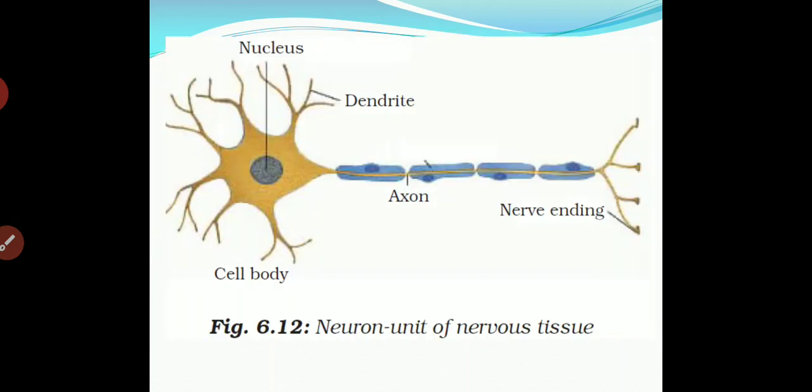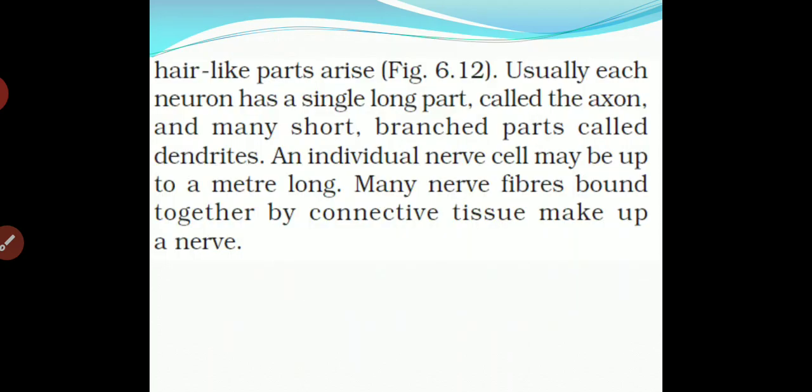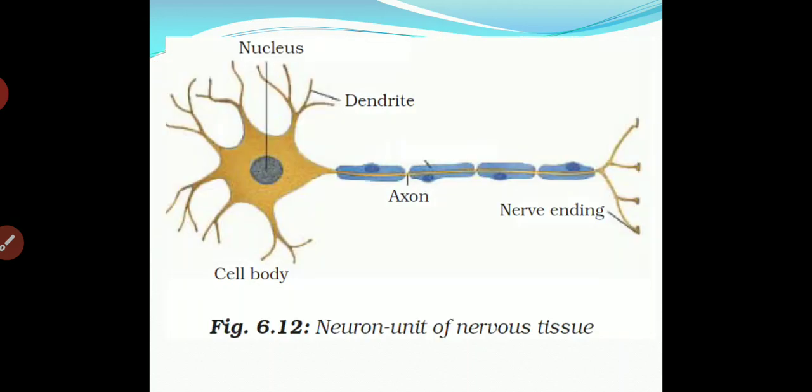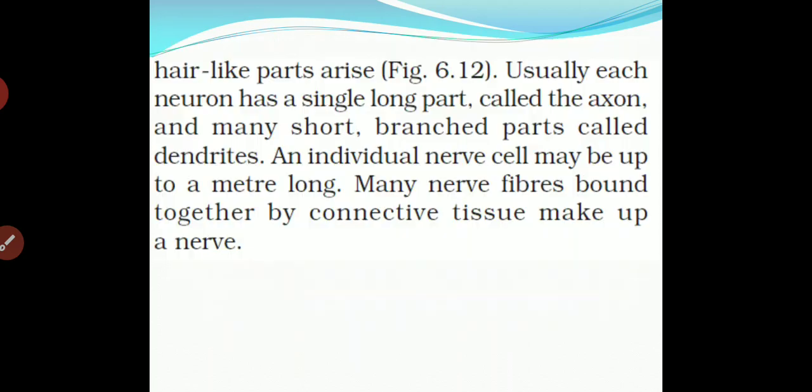These are called axons. Here you can see the axon, a hair-like structure. Many short branched parts are called dendrites. You can see the dendrites also in the figure. So this is the neuron, the unit of nervous tissue.